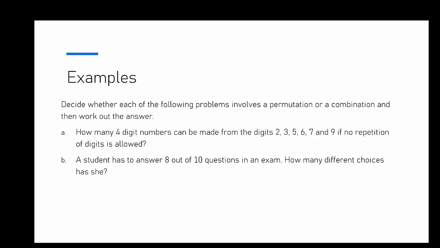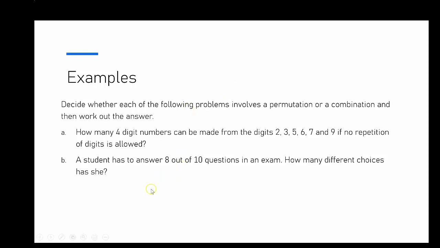If we're looking at a 4-digit number, our number 2, 3, 5 and 6 is a very different number to our number 6, 5, 3 and 2. So I can see that the order that those numbers go in is really important. So we're definitely looking at a permutation rather than a combination.